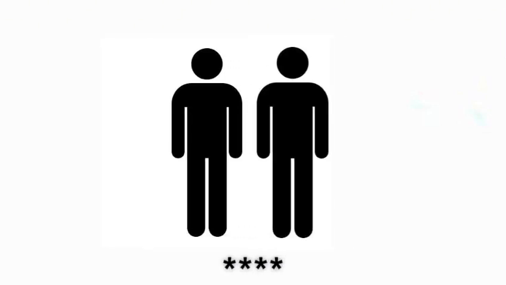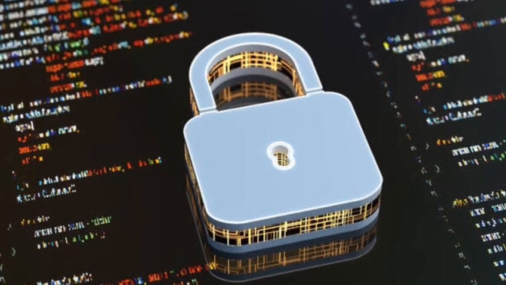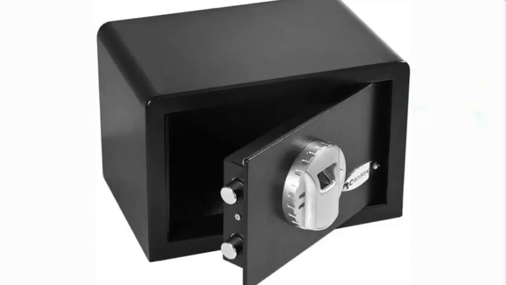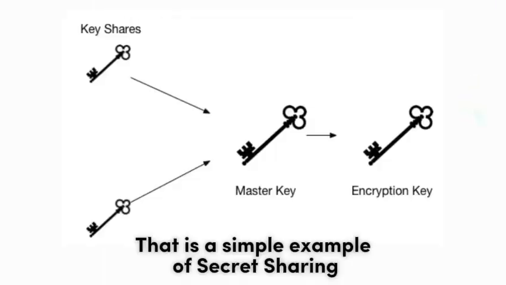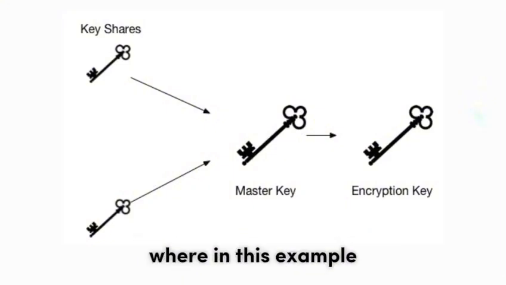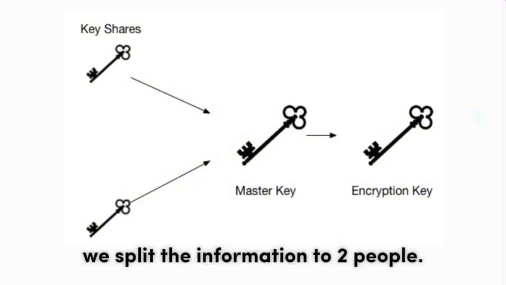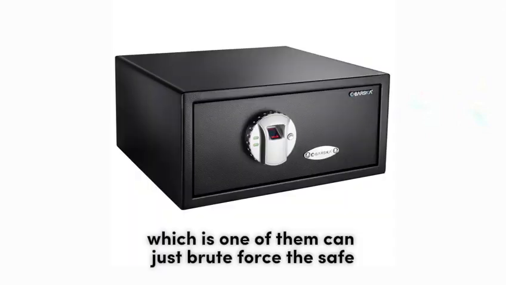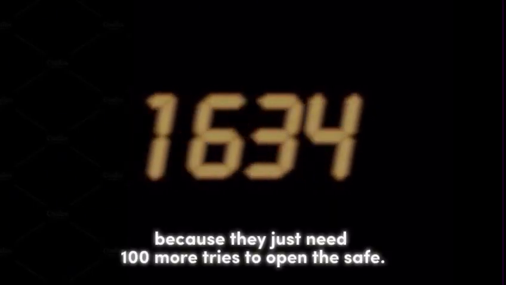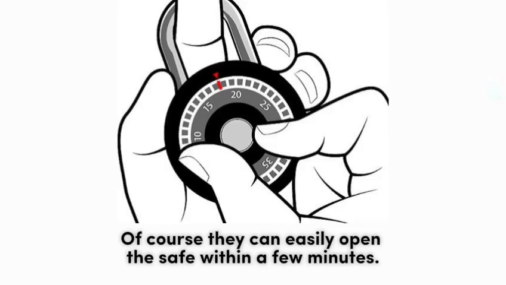The simplest approach is to give the first 2-digit code to the first child, then the last 2-digit code to the second child. Thus, they both have to exchange information if they are required to open the safe. That is a simple example of secret sharing, where in this example we split the information between two people. But there is another problem, which is that one of them can just brute force the safe because they just need 100 tries to open the safe. Of course, they can easily open the safe within a few minutes.